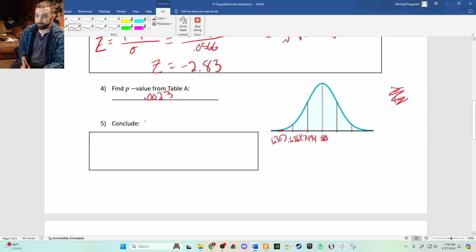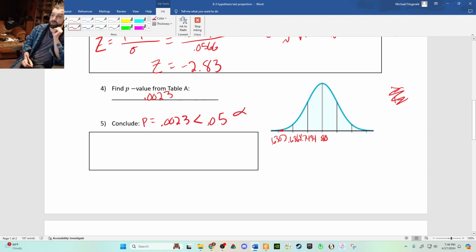So the p-value is equal to 0.0023, less than the 0.05 of the alpha. So we are going to reject the null. We reject our H sub 0. And here's the fun saying. When the p-value's low, reject the H-naught.